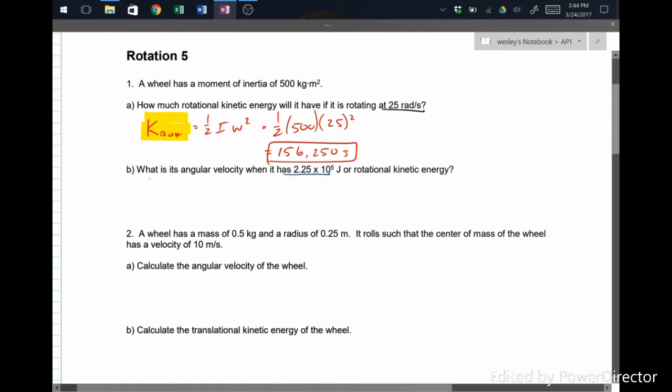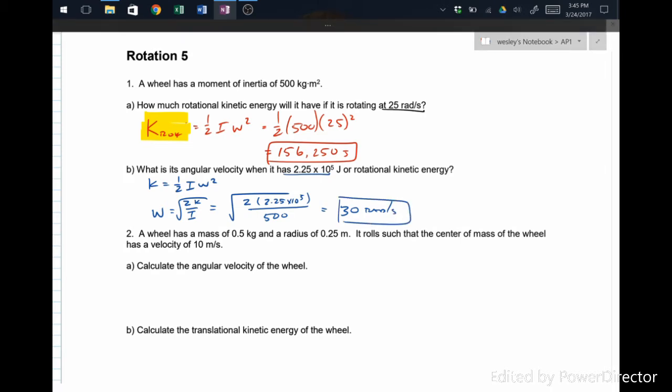So, in this case, K is 1/2 I omega squared. We're going to solve for omega here. That's 2K over I square rooted. So it's the square root of 2 times our kinetic energy, 2.25 times 10 to the 5th joules, divided by the rotational inertia of 500. We put that in, it comes out to be 30 radians per second. With these two problems, we're just looking at how the formula is put together.